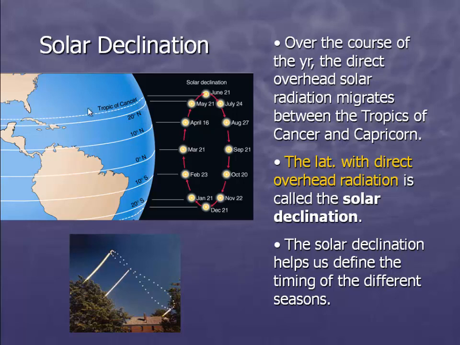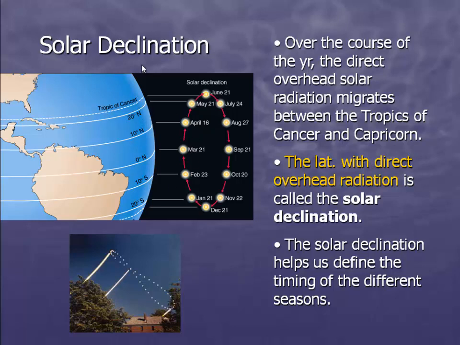Okay? So if there's a question on the exam that says, when does solar declination occur in Chicago? It's a trick question. There is no solar declination in Chicago. Solar declination can only happen somewhere between the Tropic of Cancer and the Tropic of Capricorn.